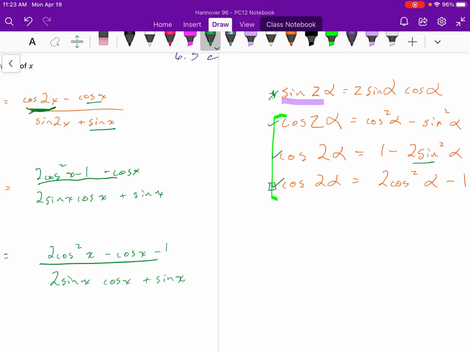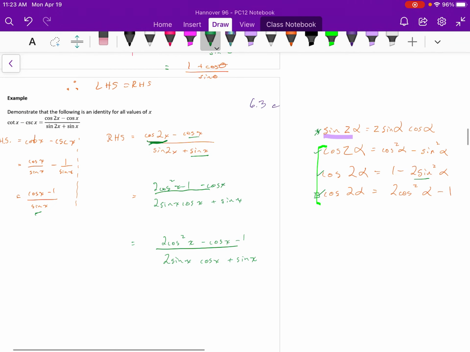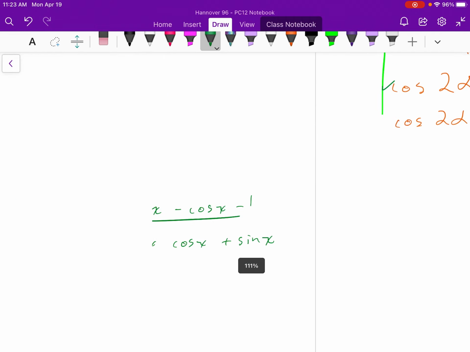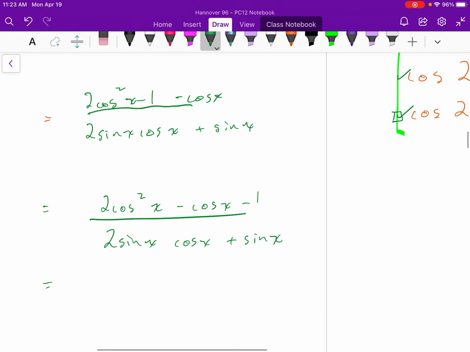Now, you may think that I'm actually fairly far away from this. Now, keep in mind what my left-hand side said. I'm trying to get my left-hand side to be cosine x minus 1 divided by sine x. Wouldn't it be nice if we could factor out a constant term from the denominator? Let me do that. If I notice, in the denominator, I have a common factor of sine x. And when I do that, I end up with sine x times 2 cos x plus 1.